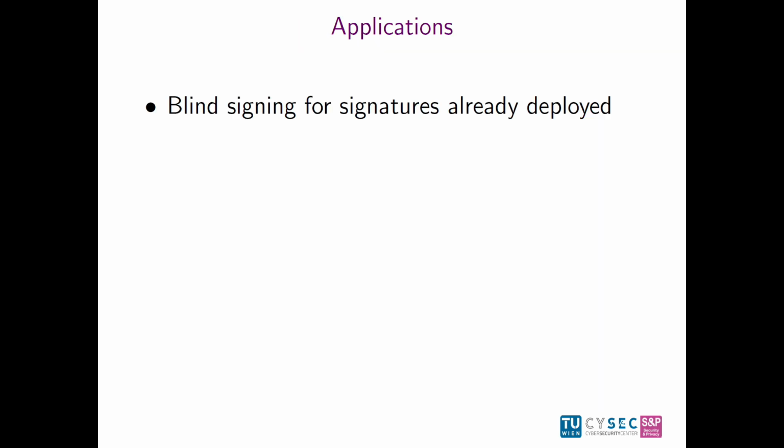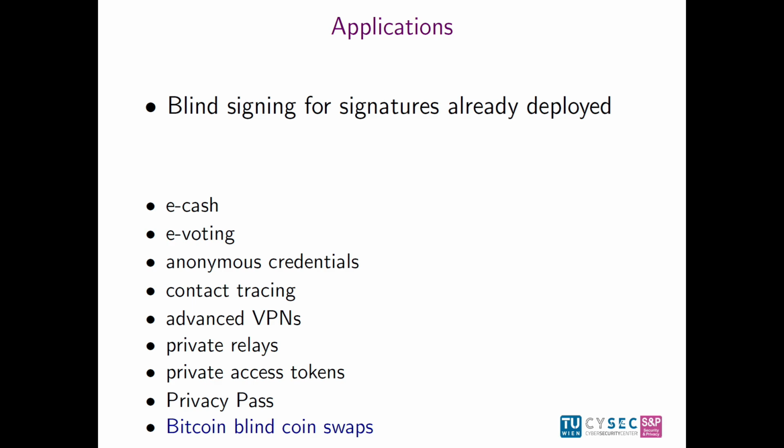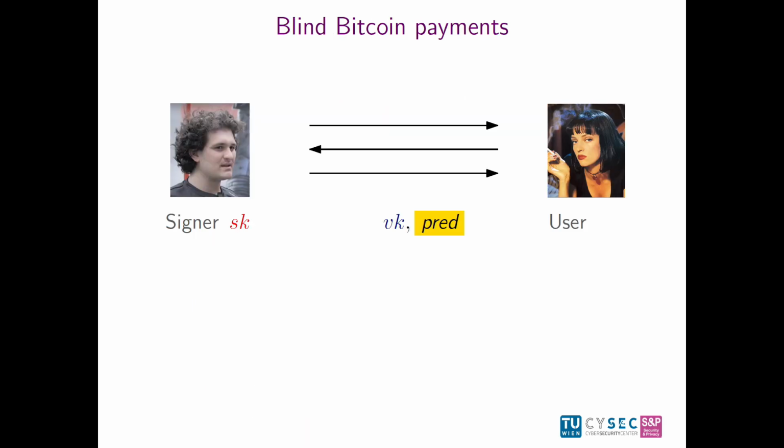Good, so what did we get? We get a blind signing protocol for signatures that are already deployed, and we can use it in all these scenarios. In particular, for some of them, like Bitcoin blind coin swaps, it was actually necessary to have a scheme that gives you Schnorr signatures, because that's what Bitcoin will accept. So let me conclude with a speculative different application that also uses this predicate functionality.